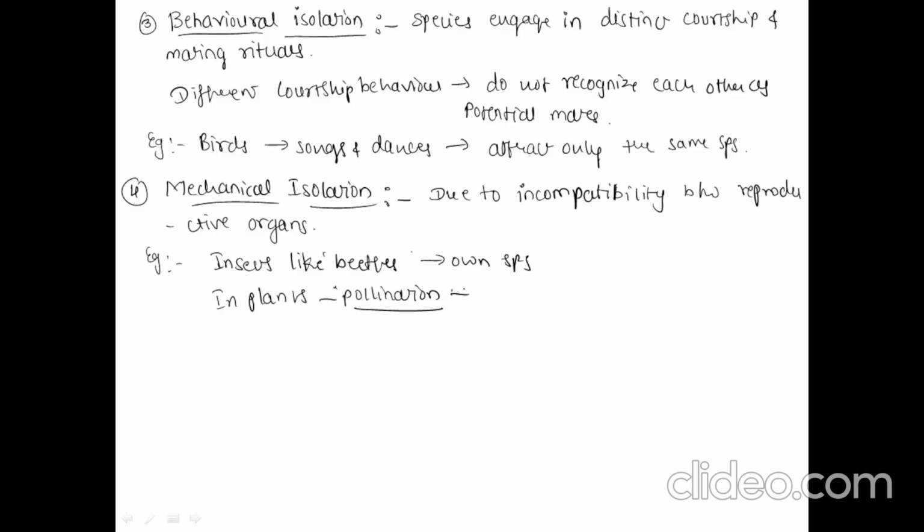Here also, own species. That means pollination occurs only by specific pollinator species, or by their own species. This is about mechanical isolation, and these four are the types of the pre-mating isolating mechanisms.